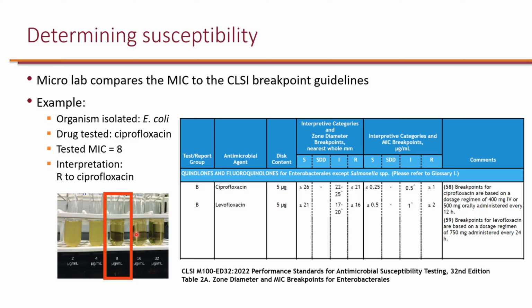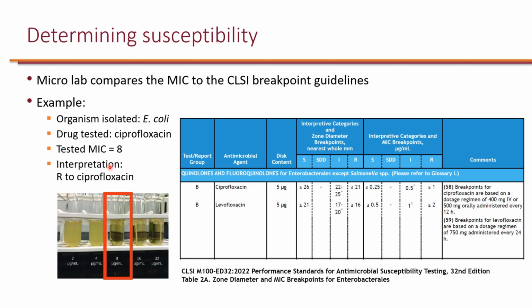Now, just knowing the MIC alone doesn't tell you what you can do. And I should say this is ciprofloxacin in these test tubes. So just knowing the MIC is 8 doesn't mean we can use ciprofloxacin or not. What we need to do is interpret this MIC. For the CLSI document, I put a screenshot of the table here. You can see that for MIC, to be susceptible, it has to be less than or equal to 0.25, and then anything greater than or equal to 1 is resistant.